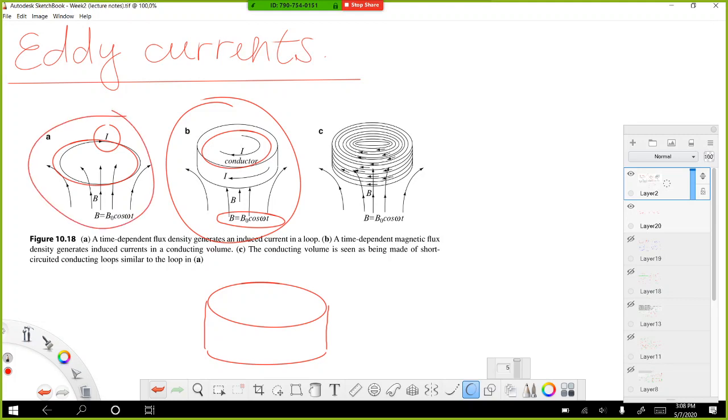In the case of A, we needed a closed loop in order for a current I to occur. However, in the case B or C, B and C are the same, we have a volumetric conductor, and electric current occurs in the volume of our conductor. Well, inside the volume of our conductor.